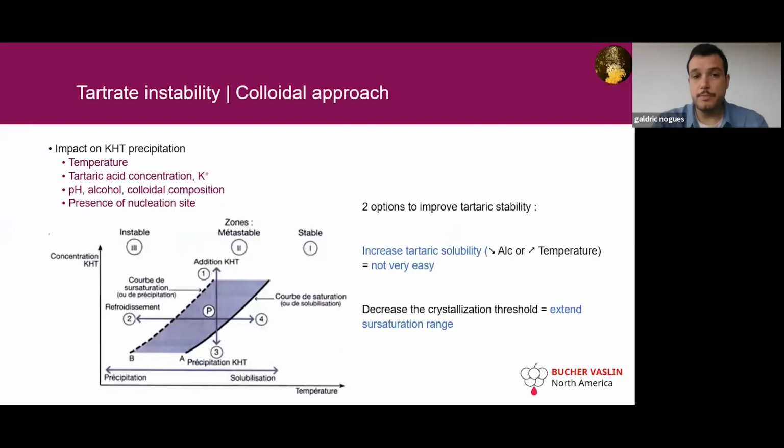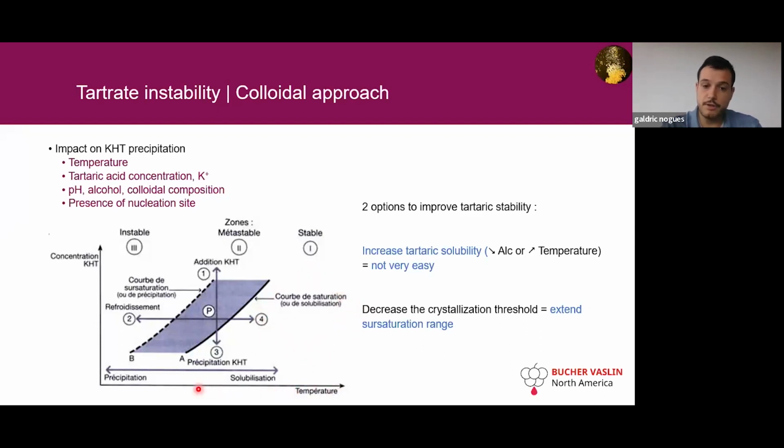So to show you a bit more about the colloidal approach of tartaric stability, if we do a schema, for example, of the wine, you have different zones. You have zone 1, which is here on the PPT, which is the stable zone. So above this line, which is the saturation curve, all the salts of tartaric will be soluble in the wine. So there are no crystals, no crystal formation, and my wine is pretty stable.